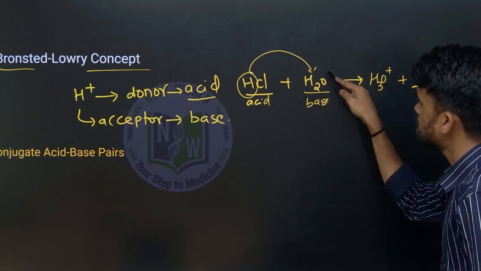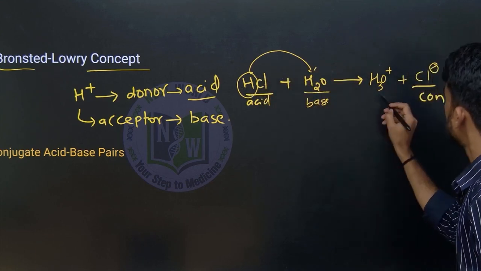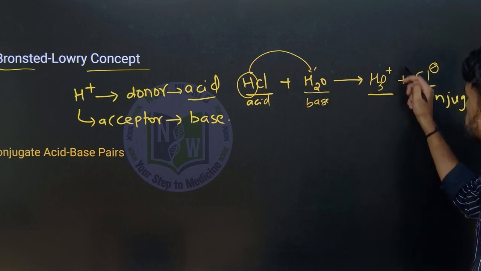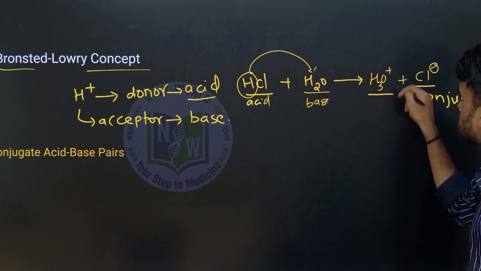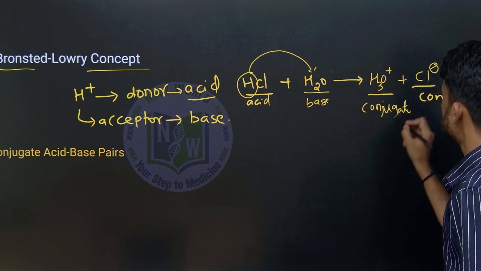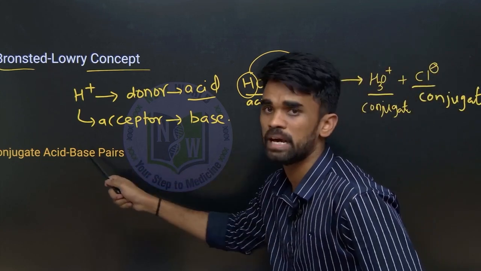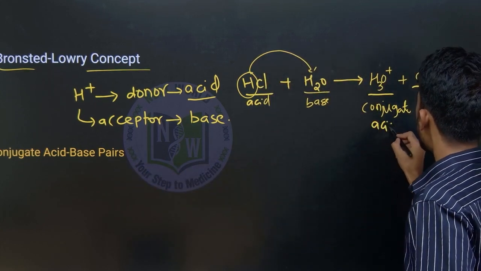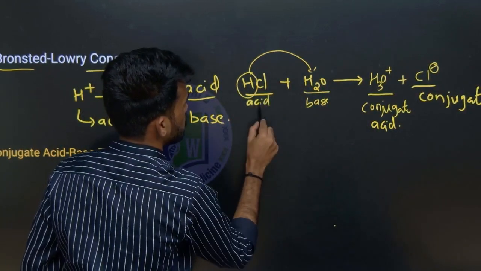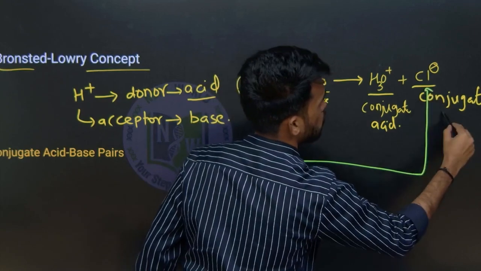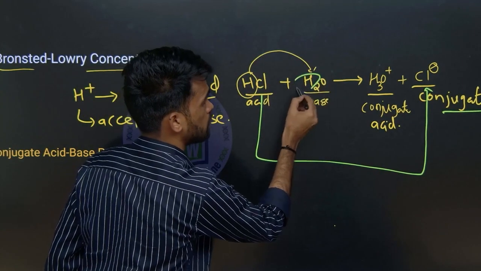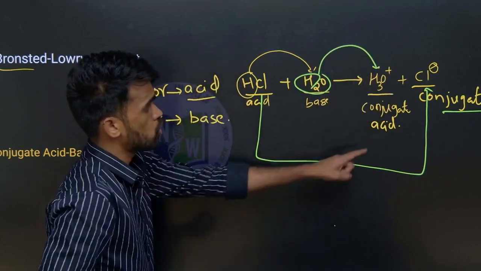See, the base after accepting the proton forms a cation like this. H2O becomes H3O plus now. So this resulting positive part is called the conjugate acid. So this concept is called conjugate acid-base pairs. So how can we identify a conjugate acid-base pair? The negative part of the acid is called the conjugate base. After accepting the proton, the base forms a conjugate acid.